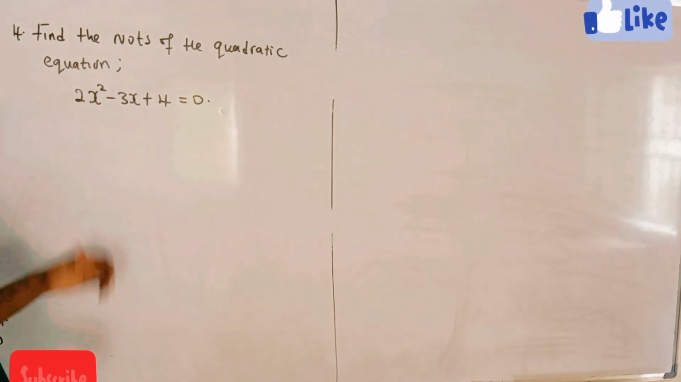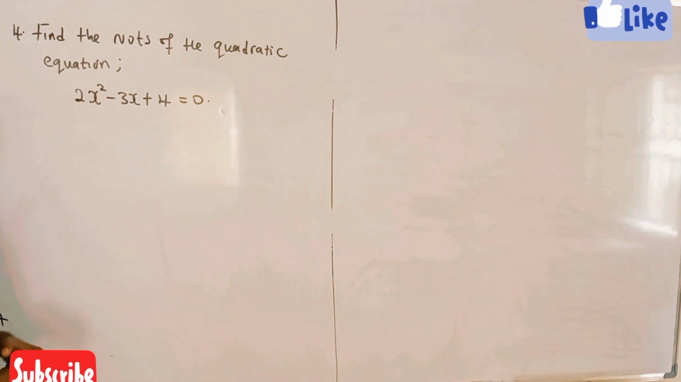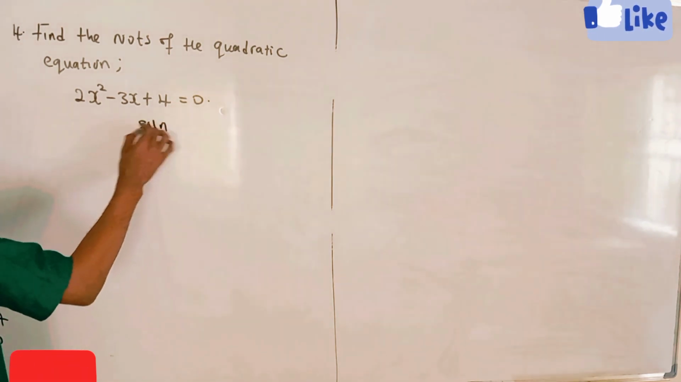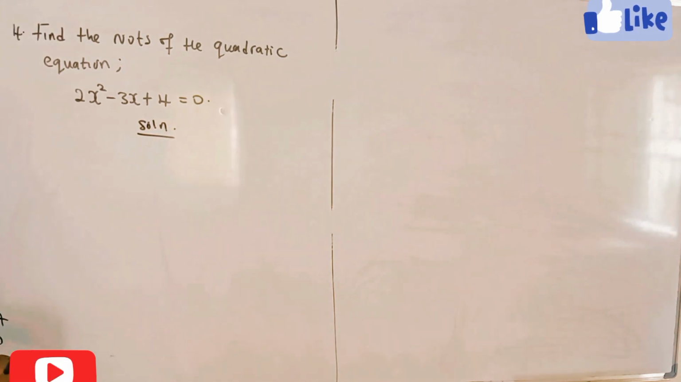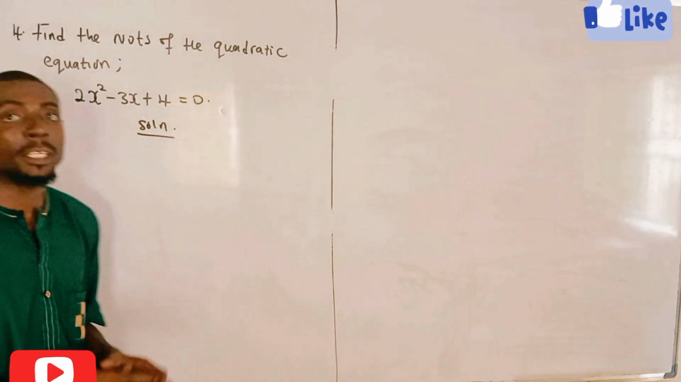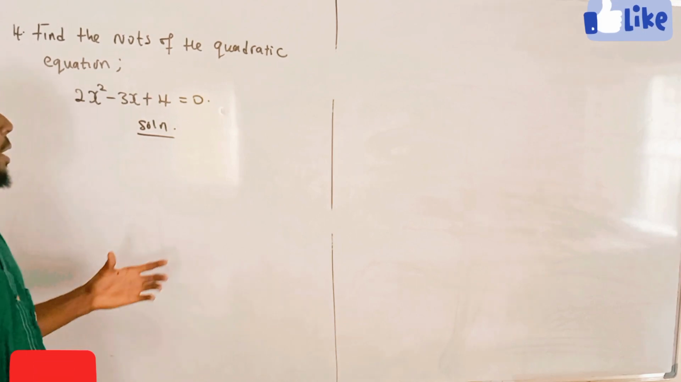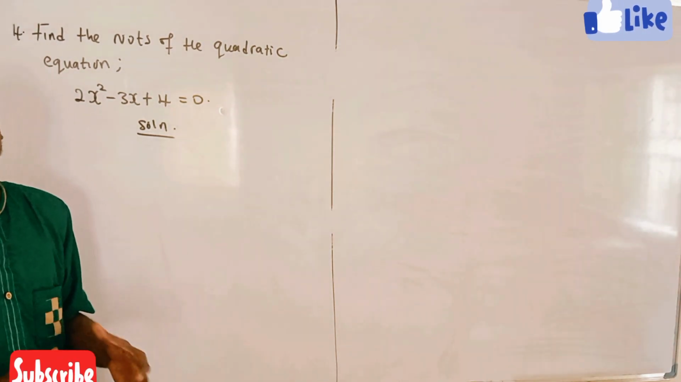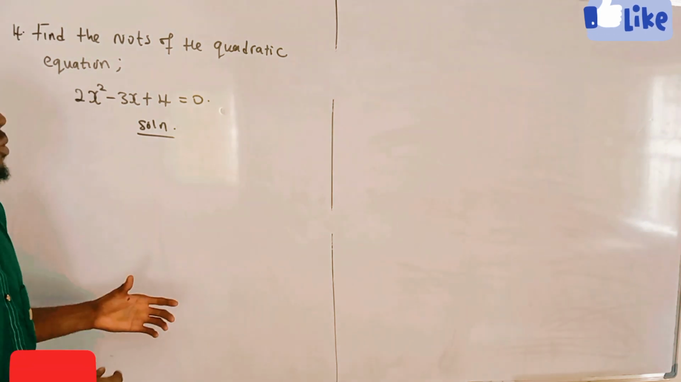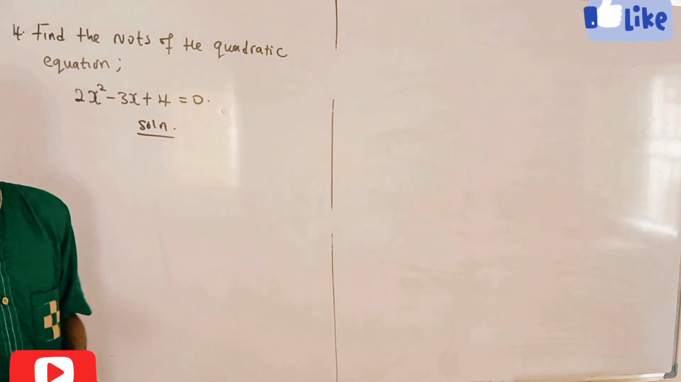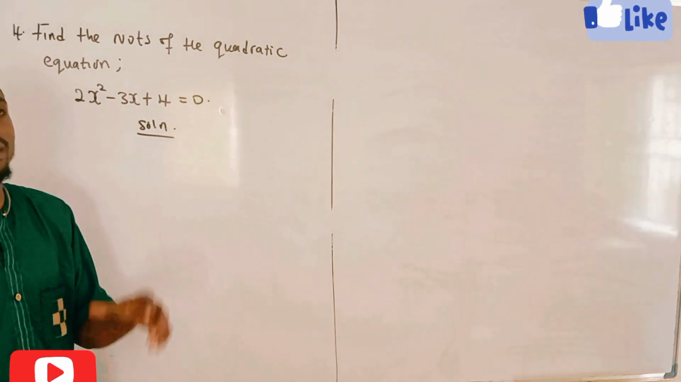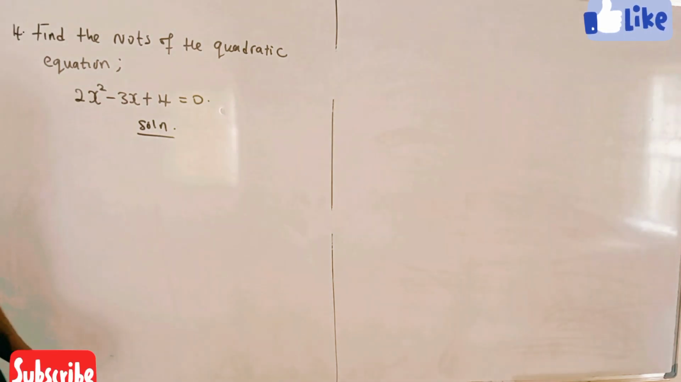Find the roots of the quadratic equation 2x squared minus 3x plus 4 equal to 0. So we are going to use either the factorization method, that is if it is factorizable, or we can choose to use the almighty formula, that's the general formula, or we can use the completing the square method. But what I want us to use now conveniently is the general formula.